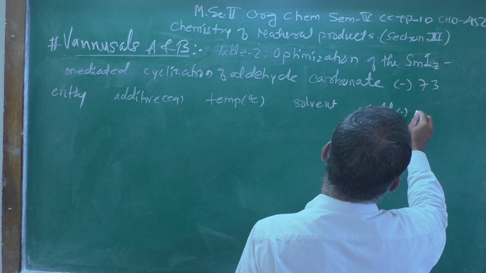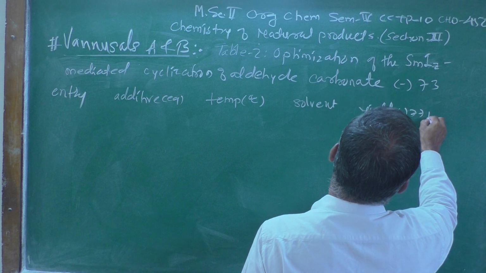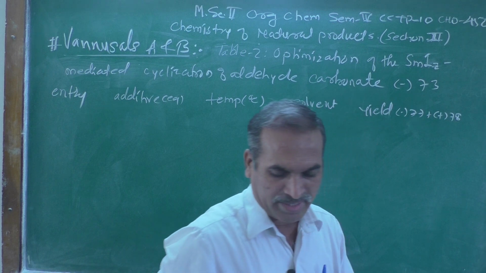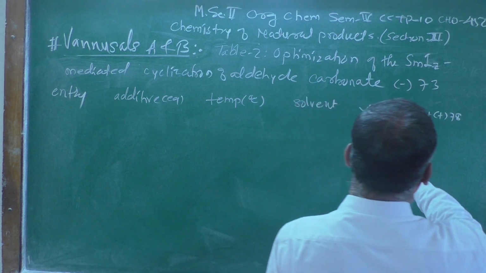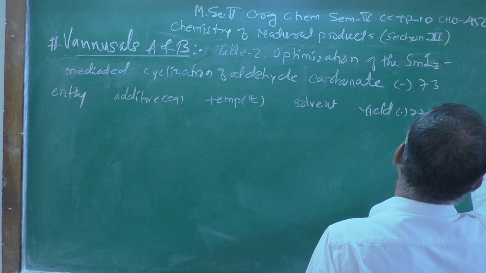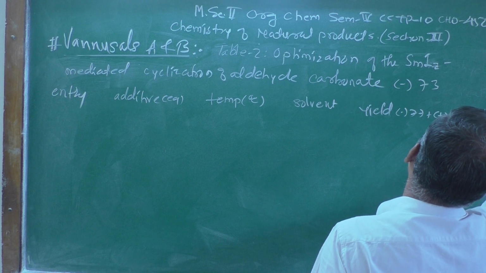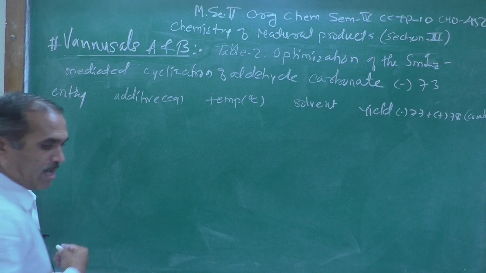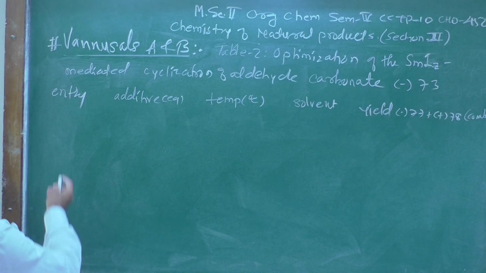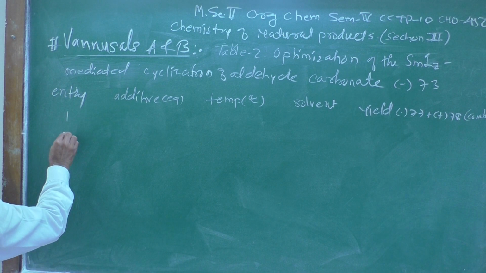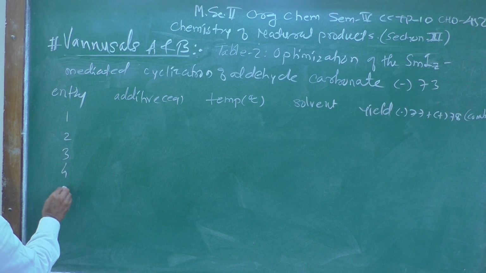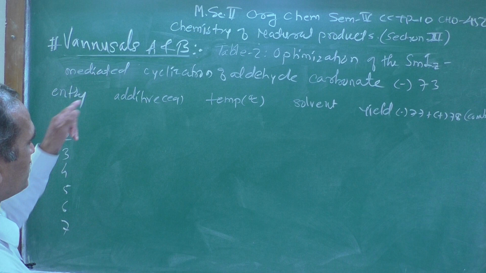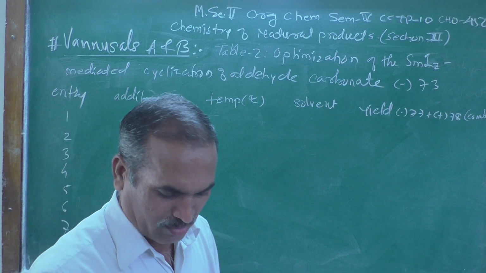The yield is the combined yield of minus 77 plus 78. This is a combined yield of these two mentioned here. There are 7 entries, and I am showing here 1, 2, 3, 4, 5, 6 and 7. There are the 7 entries, and what are the additives added over there?